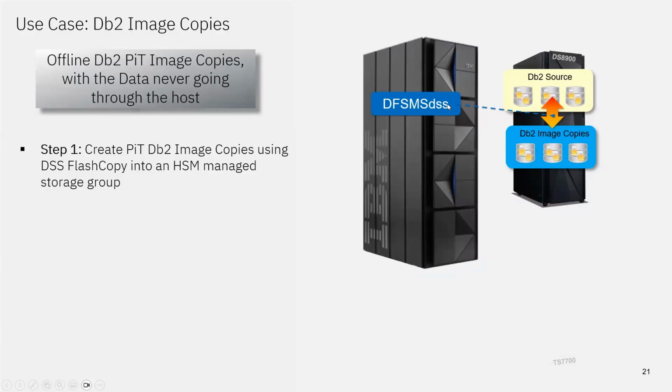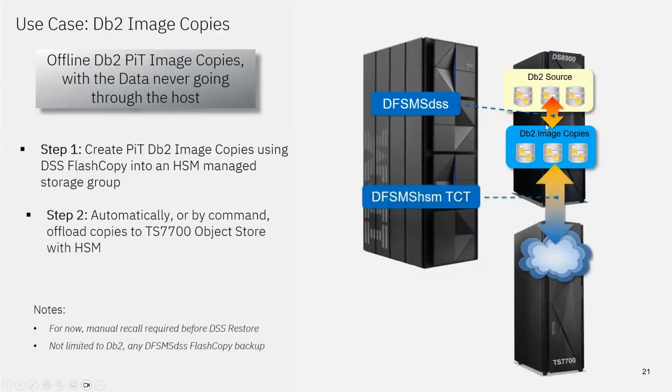None of the data comes through the host. And now clients will generally migrate those off to virtual tape with HSM. Well, now with transparent cloud tiering, I can move that data to my 7700 object tier. None of the data passes through the host. So now I get point-in-time DB2 image copies on both disk and my 7700. None of the data went through the host.